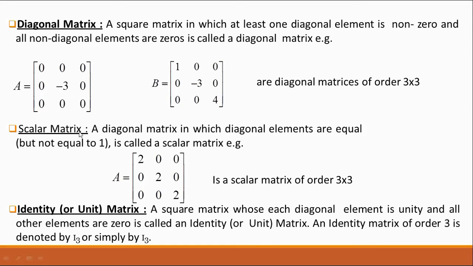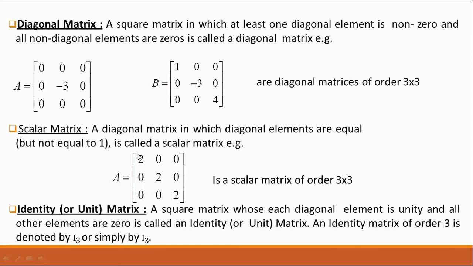Now a scalar matrix. A scalar matrix is actually a diagonal matrix, but there is a difference between the diagonal and the scalar matrix. A scalar matrix is a diagonal matrix in which the diagonal elements are equal but not equal to 1. All diagonal elements are equal but not equal to 1. So this is a scalar matrix.